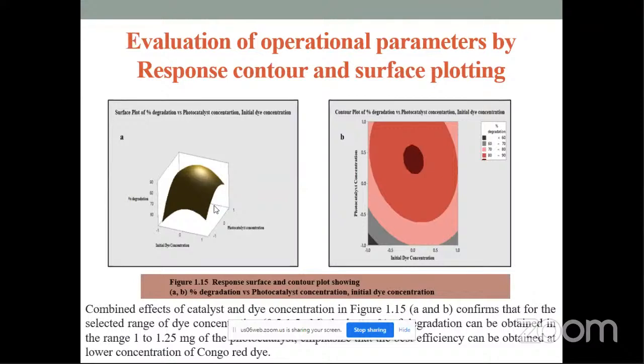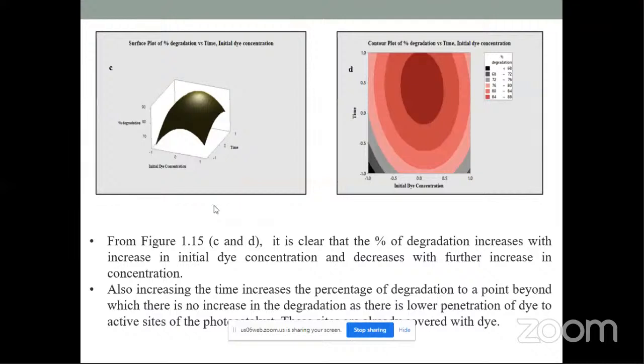Even for a degradation of the dye up to the order of 1 to 1.25 mg, it has an efficiency in the decrease of the dye. So that is what we are including, the parameters: percentage of degradation using the photocatalyst concentration. And here, if you see the other level parameters, the percentage of dye again decreases here.